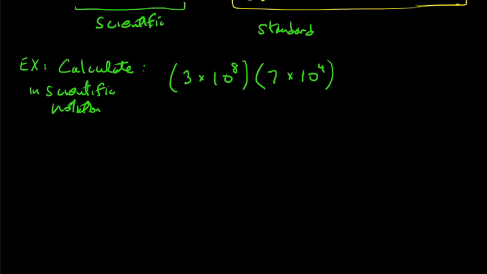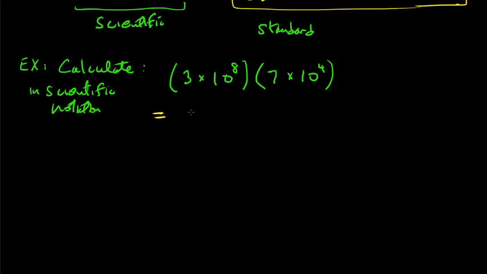I mean, the point is we could write this out, right? This is 3, 1, 2, 3, 4, 5, 6, 7, 8. And then 7, 1, 2, 3, 4, right? And then multiply these two numbers and then put it back into scientific notation, right? But that's the hard way. That's the long way. Here's the easy way.